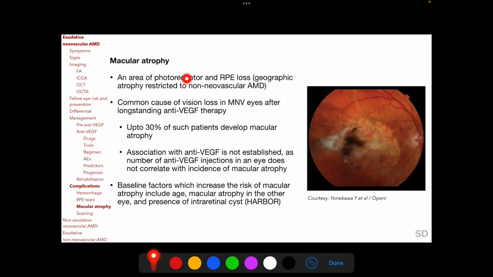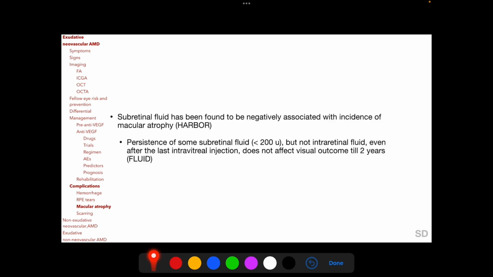An area of photoreceptor and RPE loss in neovascular AMD is called macular atrophy, and the term geographic atrophy is restricted to such an area in non-neovascular AMD. Macular atrophy is a common cause of vision loss in MNV eyes after long-standing anti-VEGF therapy, and the Harvard study found that presence of subretinal fluid is negatively associated with future occurrence of macular atrophy.